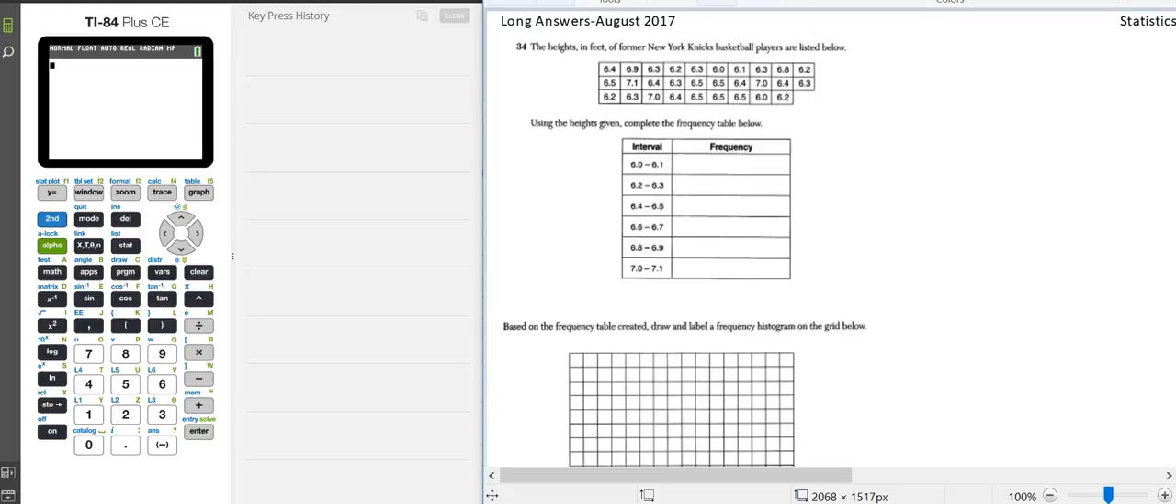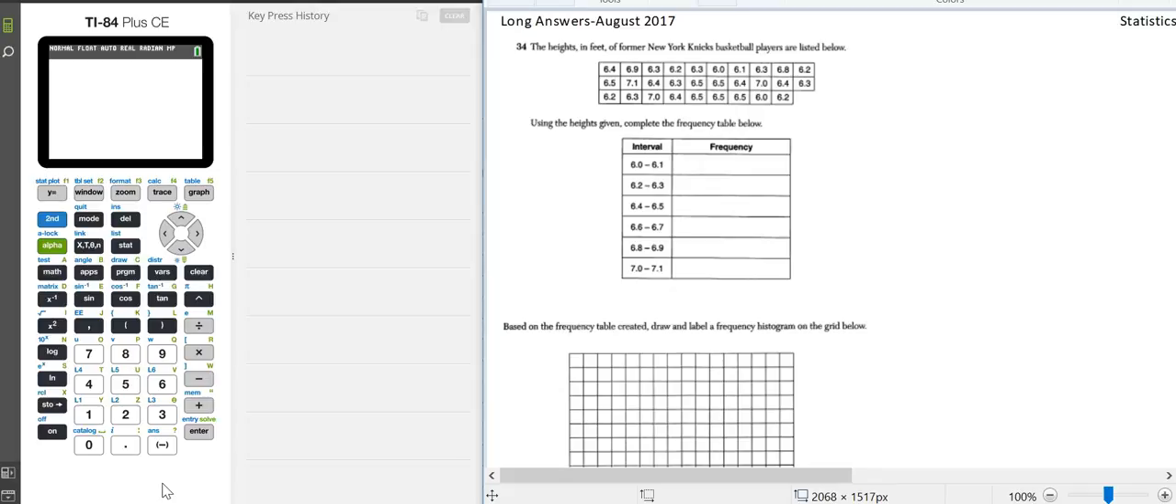In this video, we're going to discuss how you can draw a histogram from a frequency table using question number 34 from the August 2017 Algebra 1 Regents. The heights in feet of former New York Knicks basketball players are listed below, and then we have some values of heights. Using the heights given, complete the frequency table below.